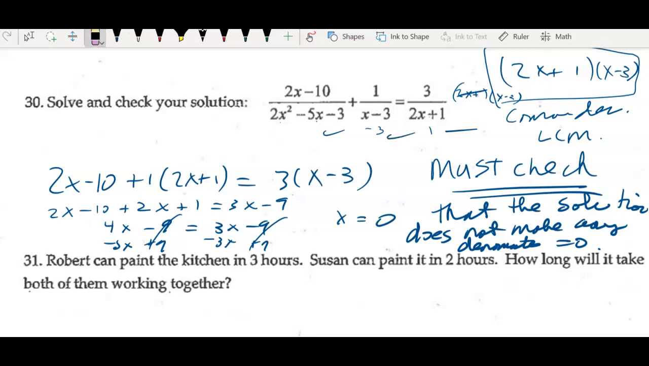Suppose our solution was x equals 3. Well, 3 minus this would go to 0, and it would not work. But it's not x equals 3. So honestly, we're good. There's your answer.